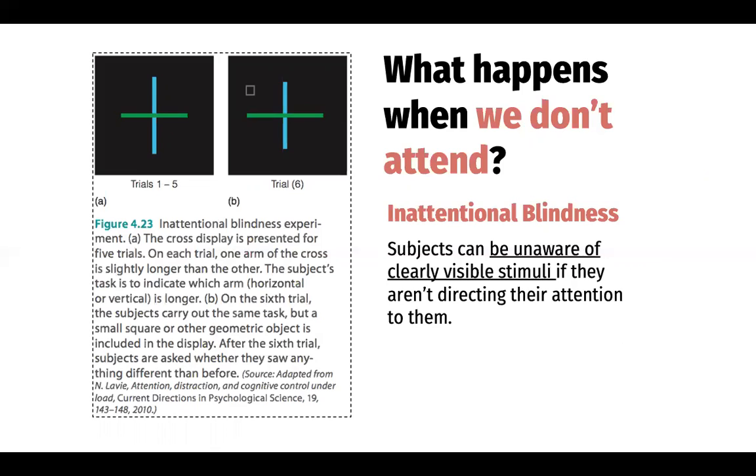On the 6th trial, a small outline of a square was added to the display, as you can see in figure B. Immediately after the 6th trial, participants were asked whether they noticed if anything had appeared on the screen that they had not seen before. Out of 20 participants, only 2 reported that they had seen the square. So in this experiment, most of the participants were blind to the small square, even though it was located right next to the cross, and this is called inattentional blindness.